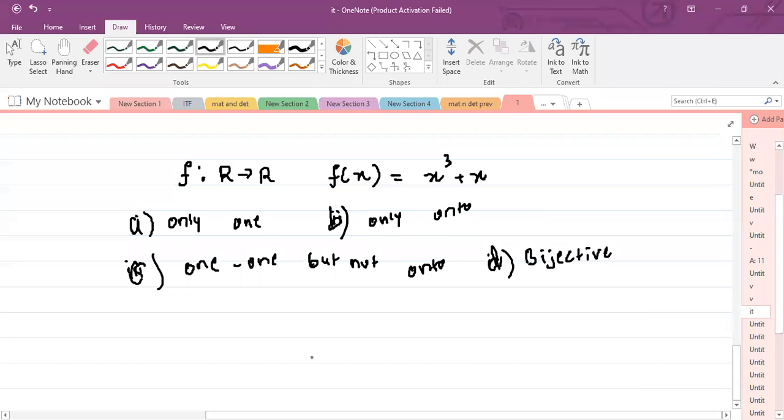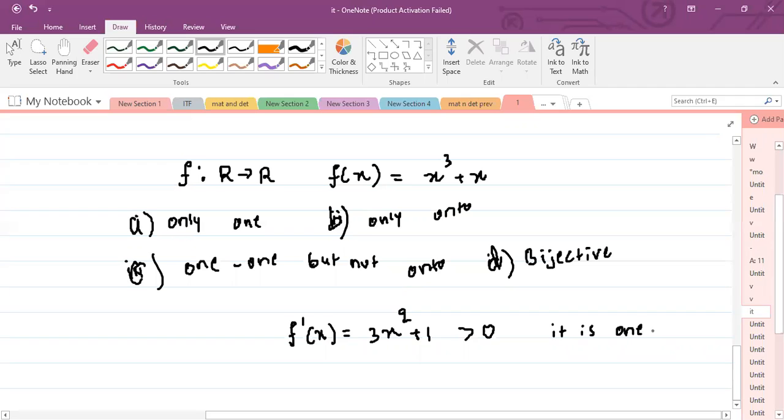So for this function, we have many shortcuts. Either you can draw the graph or you can go for the calculus method. So let me find f dash of x first to identify whether it is one-one or not. So it is 3x square plus 1. Whatever may be the value of x, it is clearly greater than 0. Therefore, it is one-one.